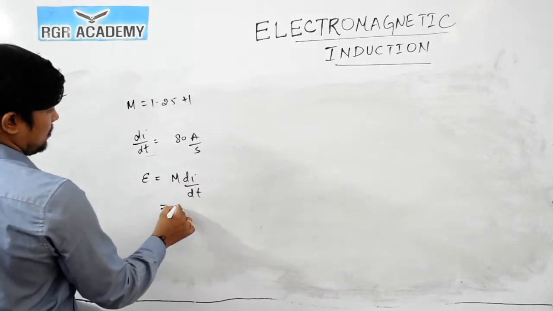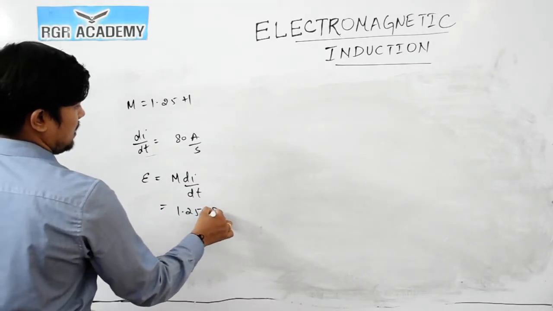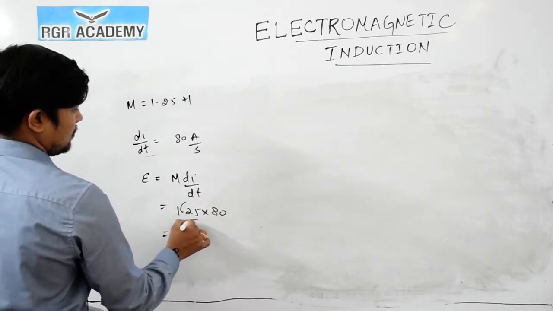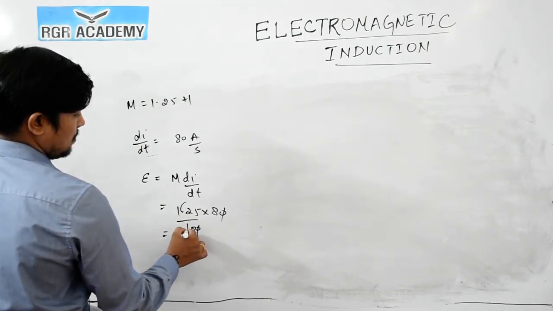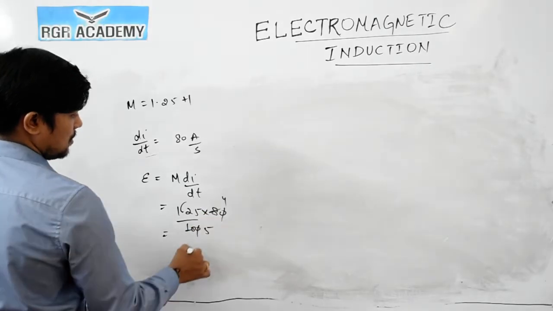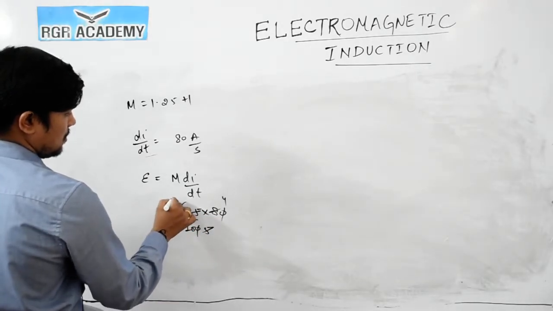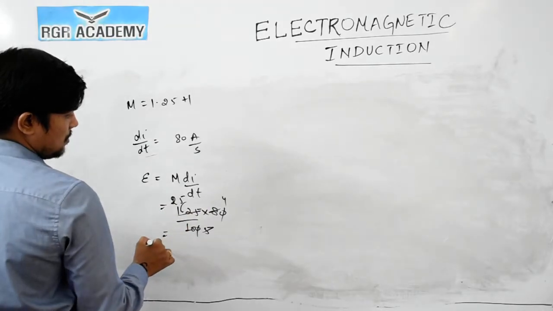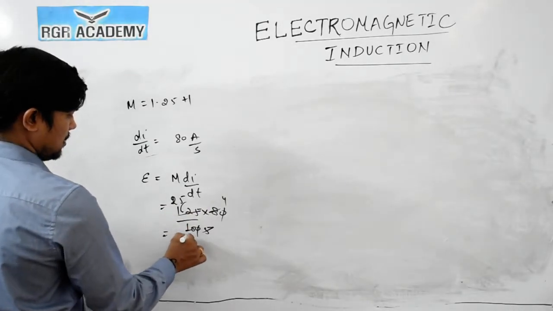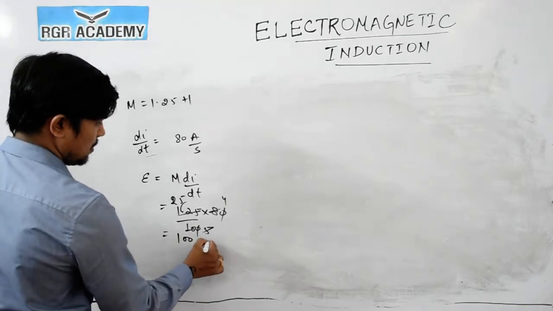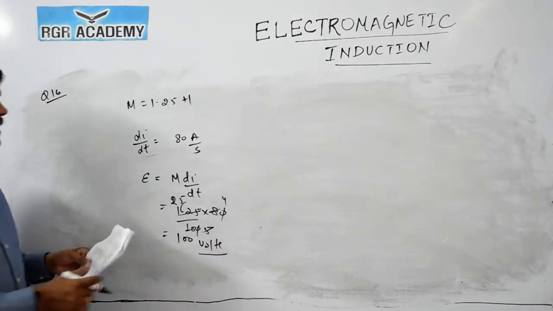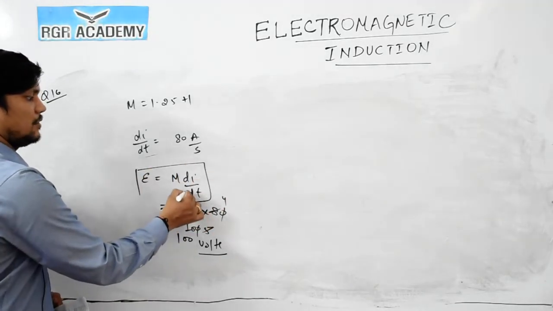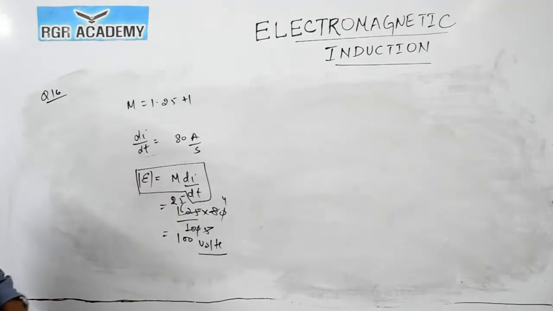So this is a directly formula based question. 1.25 into di by dt, which is 80, will be equal to 100. So the answer is 100 volt. Clear? Answer is 100 volt. Question number 16: the magnitude of induced EMF is given directly. I have written M into di by dt, where M indicates mutual inductance.